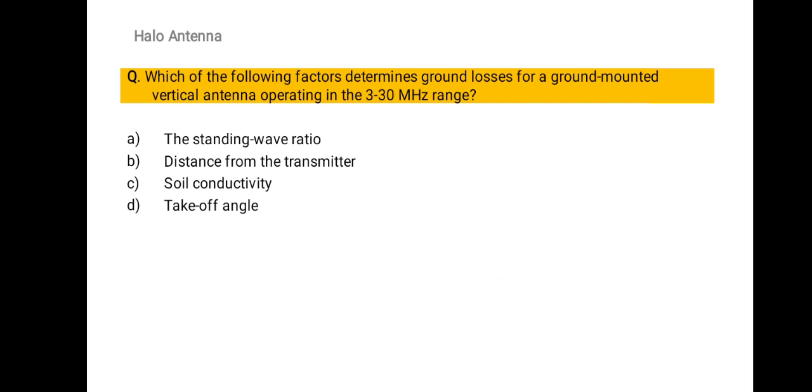Question: which of the following factors determines ground losses for a ground-mounted vertical antenna operating in the 3 to 30 MHz range?